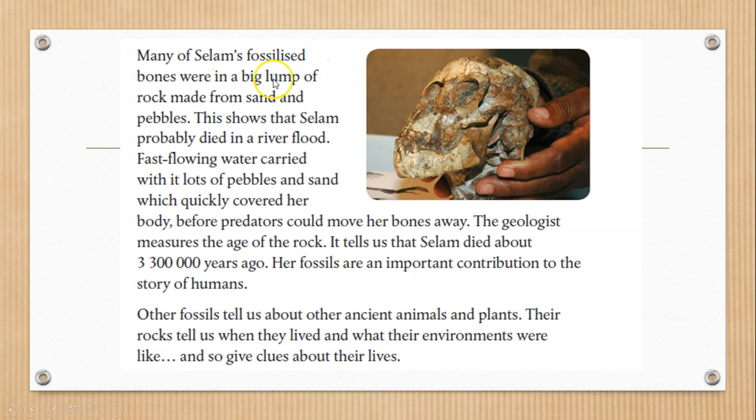Many of Selam's fossilized bones were in a big lump of rock made from sand and pebbles. This shows that Selam probably died in a river flood. Fast-flowing water carried with it lots of pebbles and sand which quickly covered her body before predators could move her bones away. The geologist measures the age of the rock. It tells us that Selam died about 3,300,000 years ago. Her fossils are an important contribution to the story of humans.